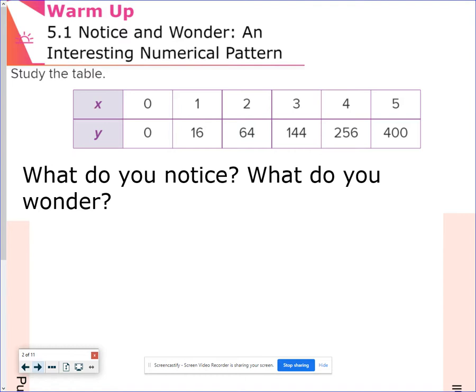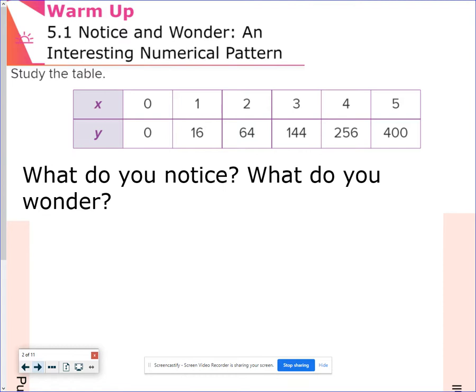So I want you to start by looking at this table. We're going to be using this table in this presentation. And I want you to think about something that you notice and something that you maybe wonder about in here. So take a moment, you can pause it if you'd like.